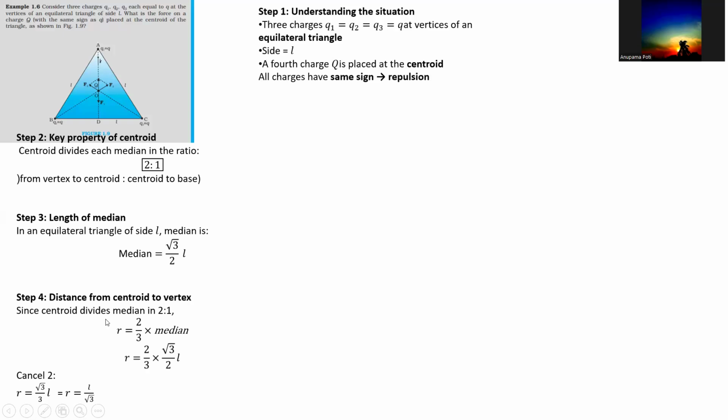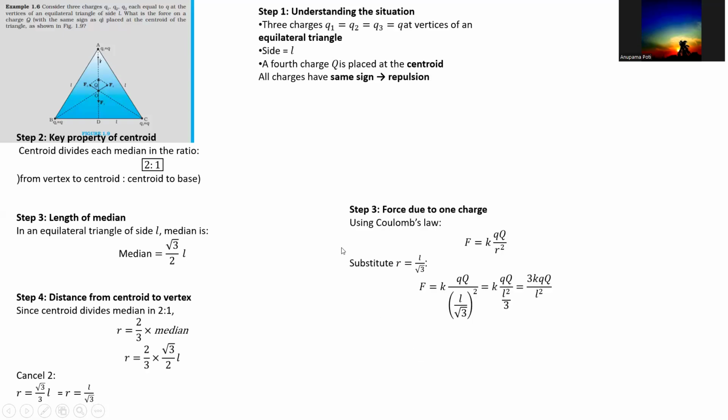Since the centroid divides the median in the ratio 2:1, if this part is 2, this is 1. So the total is 3, and 2 out of 3 is this portion. 2 by 3 of the median, that is 2 by 3 into root 3 L by 2, gives root 3 by 3, or 1 by root 3, into L. This is the value of R, the distance from here to here. The A to O distance equals L by root 3.